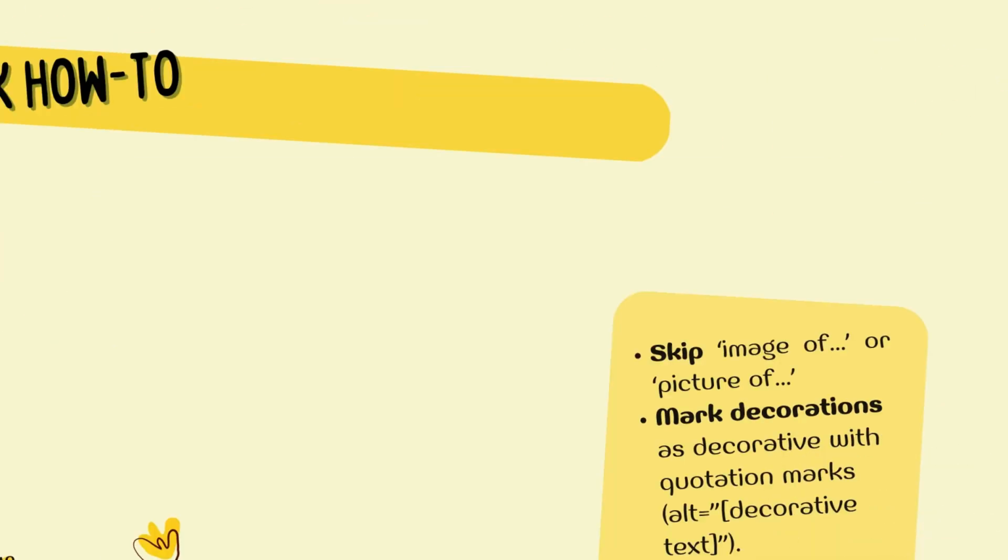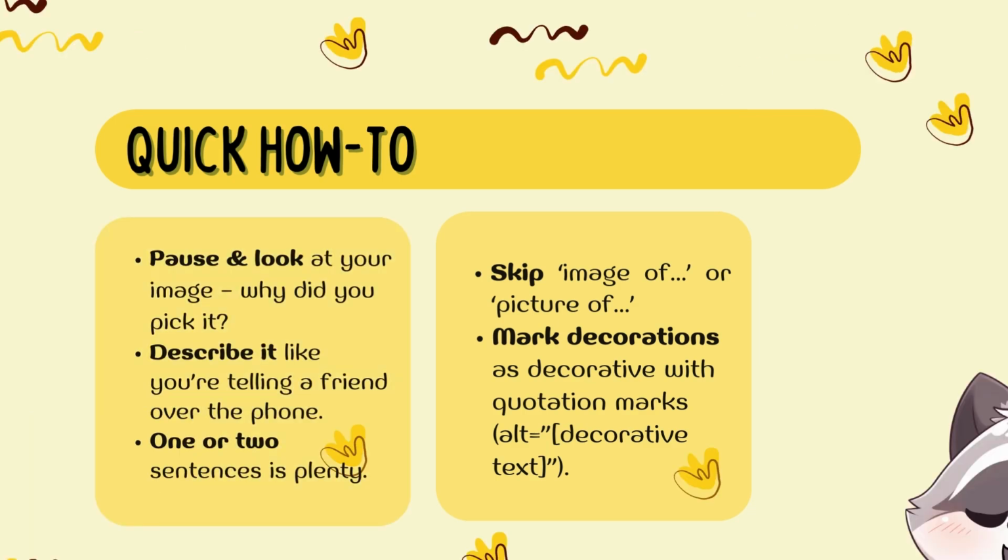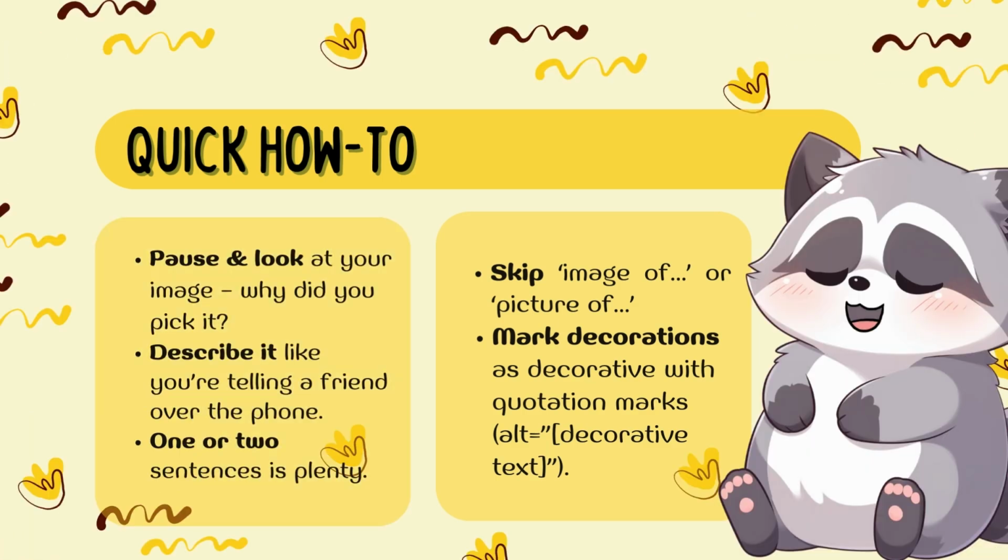Here's how to do it. Pause and look at the image. Why is it here? Describe it like you would to a friend. A sentence or two is plenty. Skip "image of" because screen readers already say it. If your image is just decoration, mark it as decorative with quotation marks on either end.